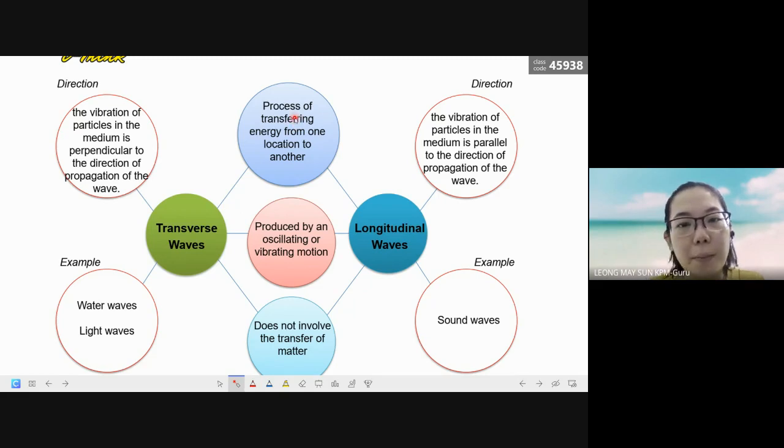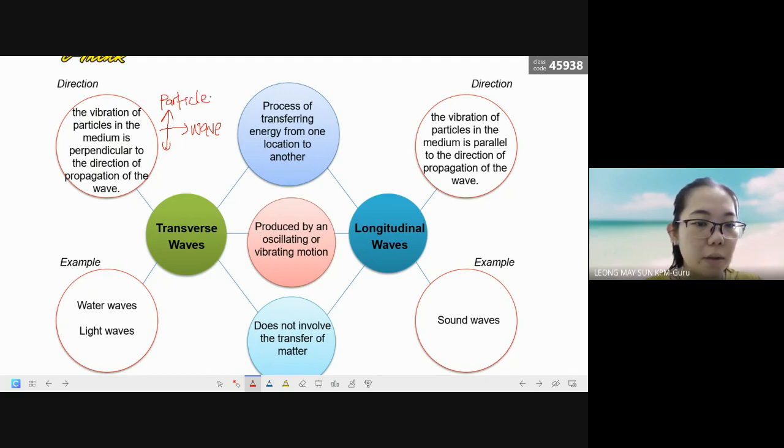It means the process of transferring energy from one location to another is produced by an oscillating or vibrating motion, but it does not transfer matter, which means the particles will not move away. Obviously, this is an ideal case. For a transverse wave, the direction of the vibration of the particles in the medium is perpendicular to the direction of the propagation. Meaning that if the wave is moving to the right, this is the wave direction, and the particle is moving on the y-axis.